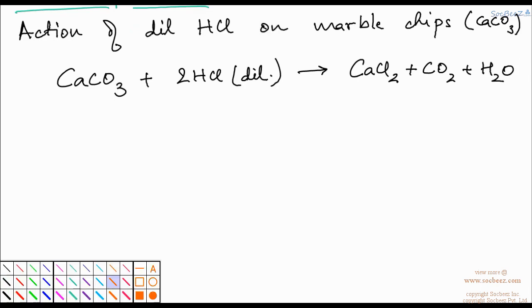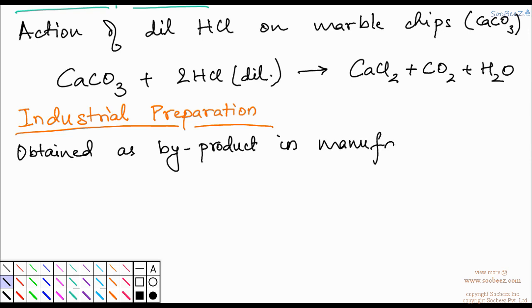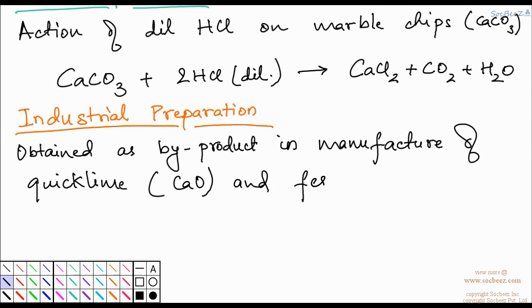Now if you want to prepare carbon dioxide in bulk, that is industrially, how will you prepare? Industrial preparation. Industrially and on a large scale, carbon dioxide is obtained as a byproduct, that is the secondary product, of two processes: in the manufacture of quicklime, that is calcium oxide, and in fermentation.